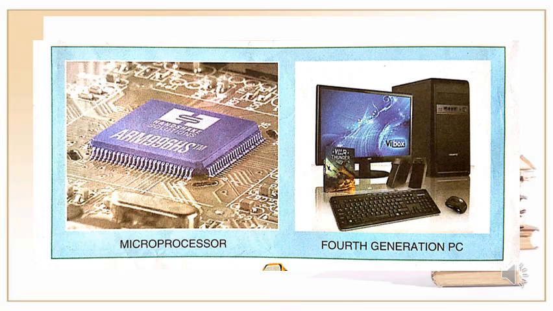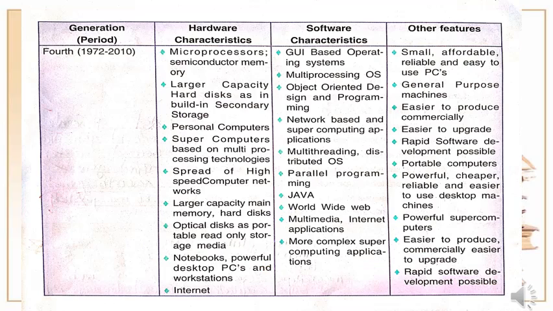See students, I will show you how the microprocessor looks, and the second image shows how it is used when the microprocessor is built. Okay. See students, this chart will show you some hardware characteristics, software characteristics and other features that we already discussed. This is in a table format.